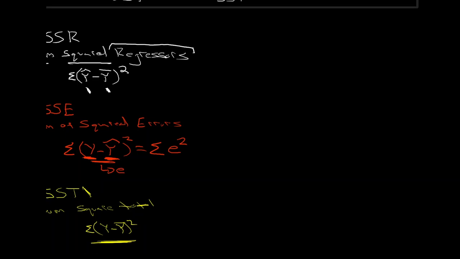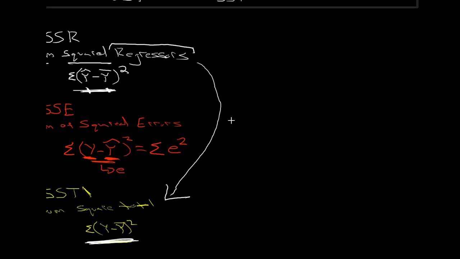Then what we have is our sum of squared errors. This is the volatility of y, which is not explained by our model. So there's total volatility of y. This is the volatility that's not explained by our model, meaning this one, the SSR, sum of squared regressors, this is the volatility in y, which is explained by our model, explained through the impact of x on y.